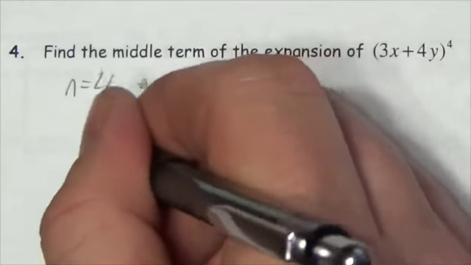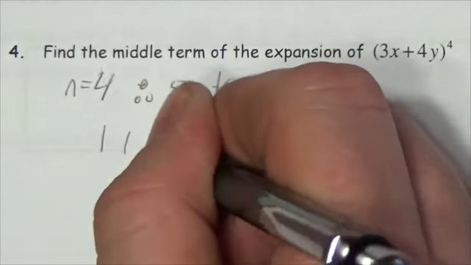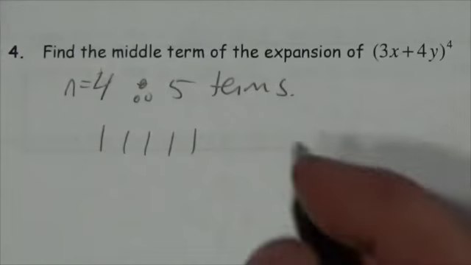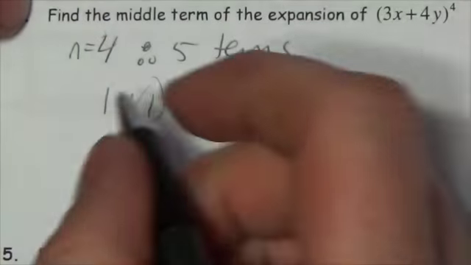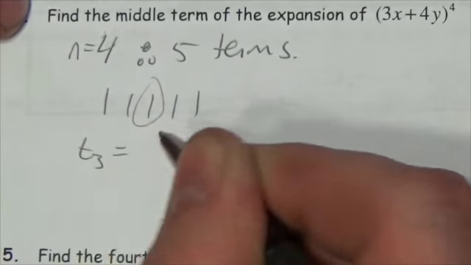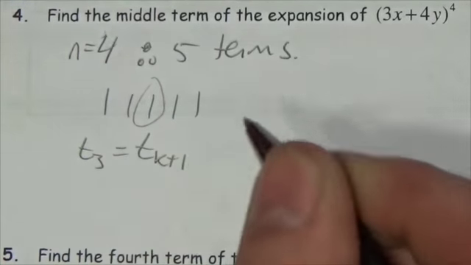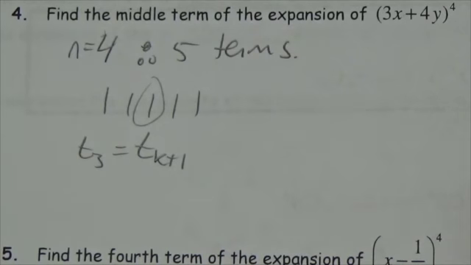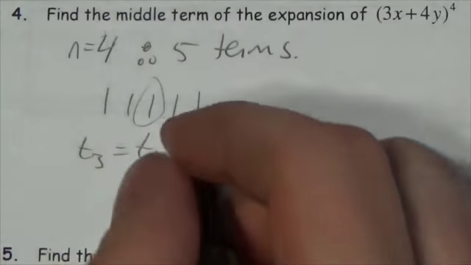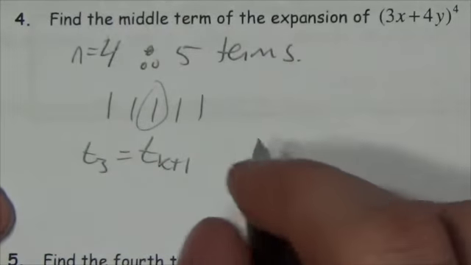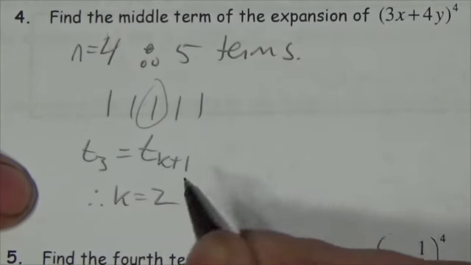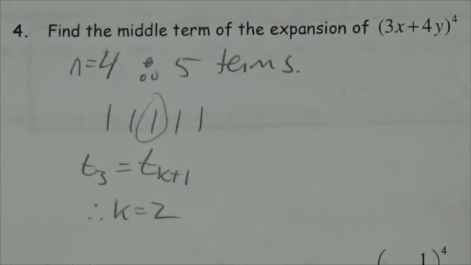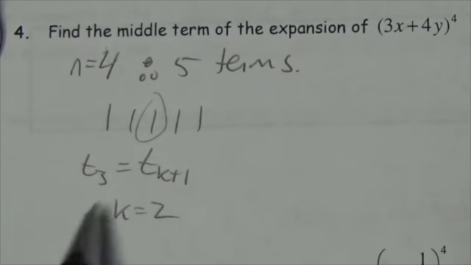So now, if you've got 5 objects here, 1, 2, 3, 4, 5, which one of those is the middle term? The third term. So this question is looking for the third term. Now, understanding that our notation here tells us that we're really looking for the k plus 1th term, if we're looking for the third term, that means, therefore, that k is equal to 2. So now we've got everything we need. We know that n is 4, and we're looking for the term where k is equal to 2.